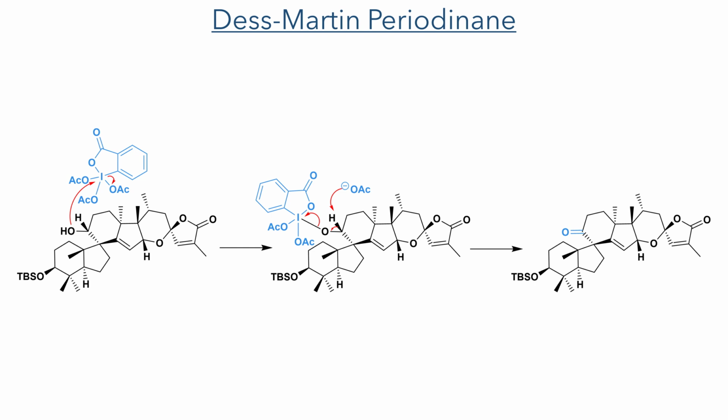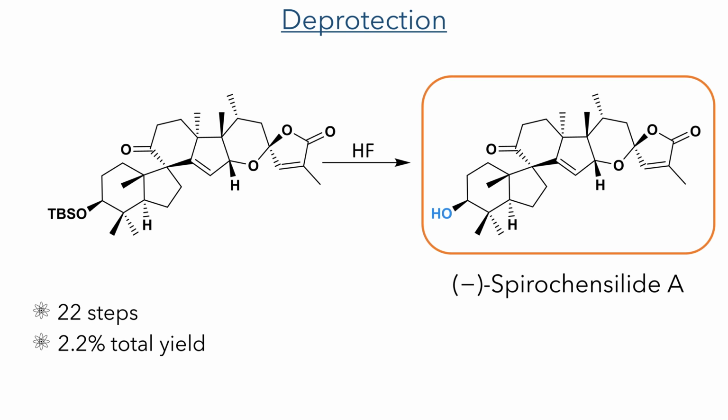The newly revealed hydroxyl group was then oxidized to a ketone using Dess-Martin periodinane, which binds to the oxygen, increasing its electrophilicity, and allows deprotonation of the geminal hydrogen to produce the target ketone. It was a simple matter to deprotect the TBS group using HF to generate the target Spirochensilide A and complete the synthesis. Overall, this remarkably challenging molecule was synthesized in just 22 steps with a 2.2% overall yield.